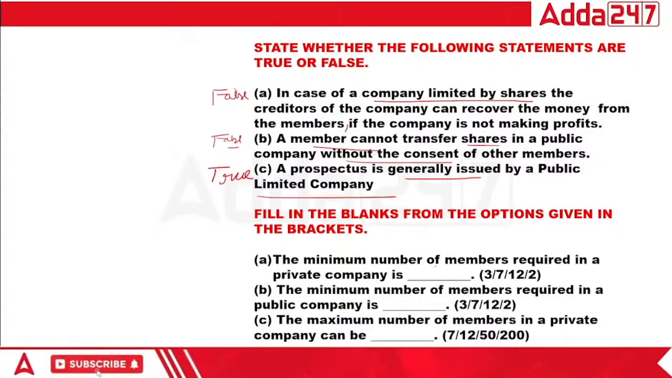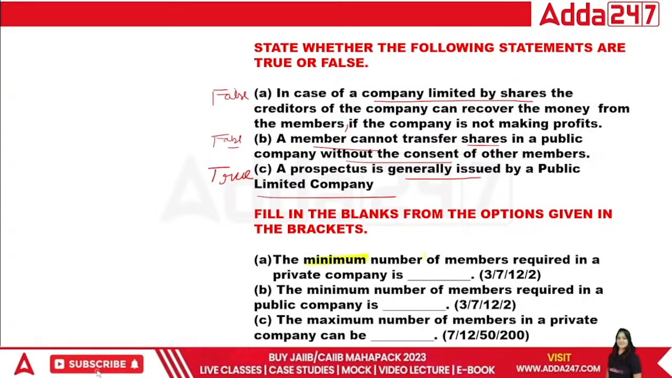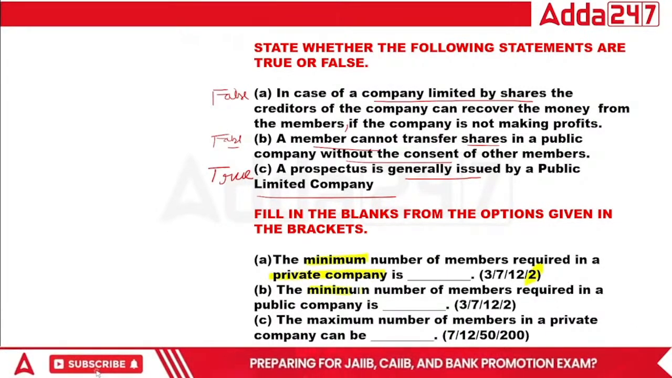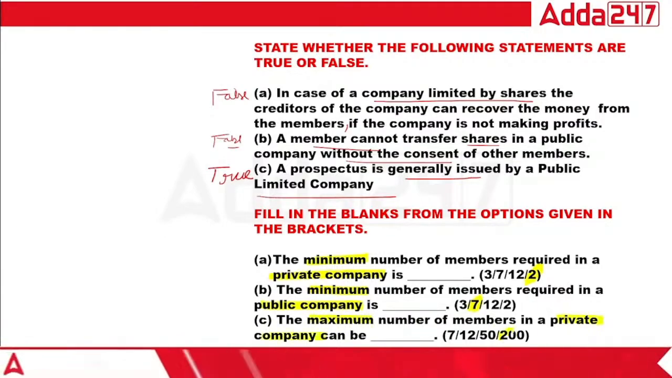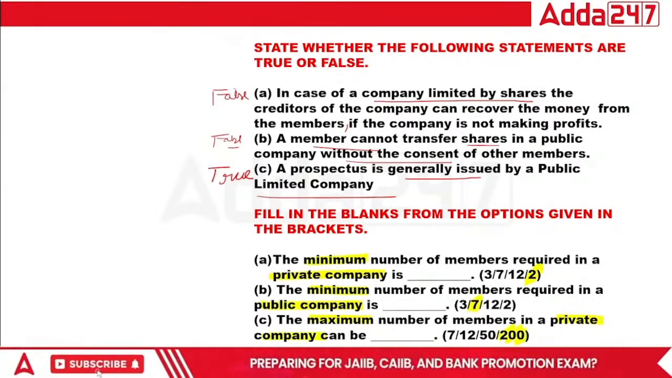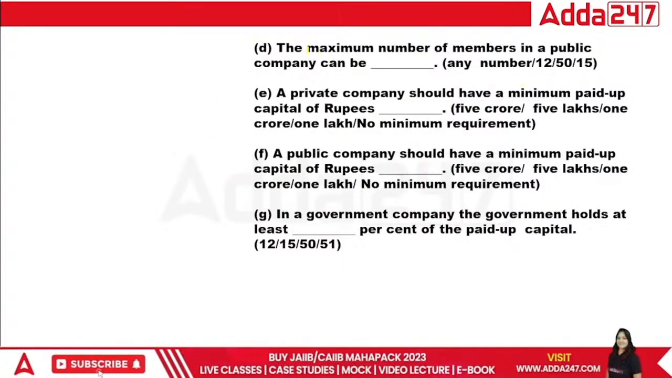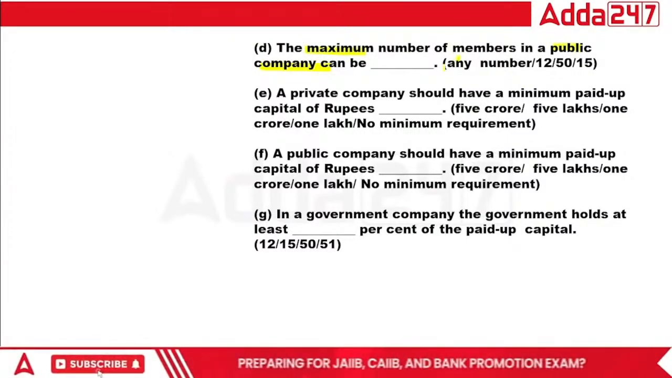Now, the minimum number of members in a private company is 2. The minimum in a public company is 7. The maximum in a private company is 200. Very simple questions are there. The maximum number in a public company is unlimited.